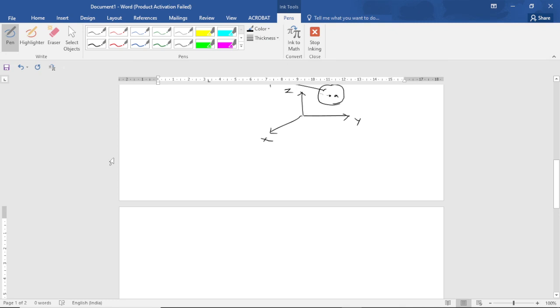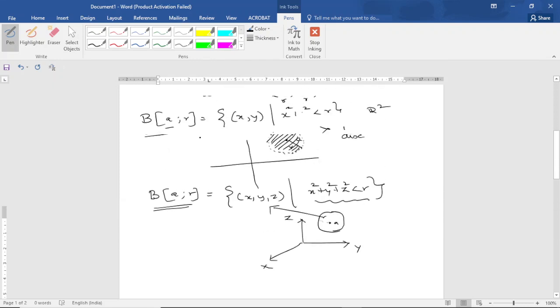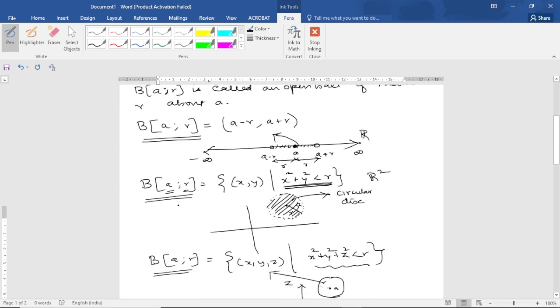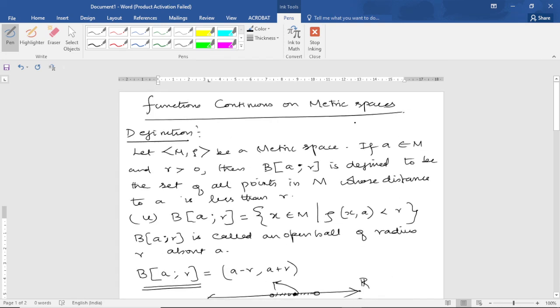However, in an arbitrary metric space there is no such thing as an interval, but the object B(a; r) does have a counterpart in many metric spaces, which is defined in terms of distance. So you can understand this is the meaning of an open ball up to 3 dimensions. In a general metric space, we denote the distance function by rho, and this is the definition of an open ball in any general metric space.